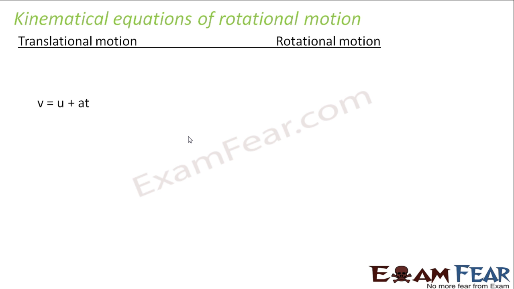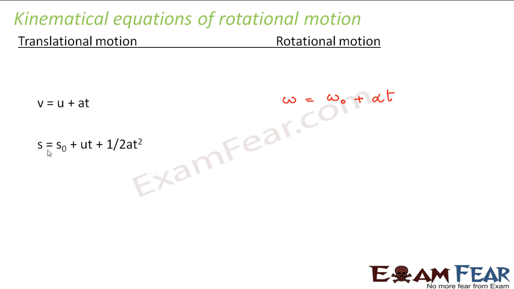The first equation of motion in case of translational motion is v is equal to u plus at, where v is the final velocity, u is the initial velocity, a is the acceleration and t is the time taken. So what will be the corresponding equation in case of rotational motion? Final angular velocity is equal to initial angular velocity plus angular acceleration into time taken. So omega is equal to omega naught plus alpha t.